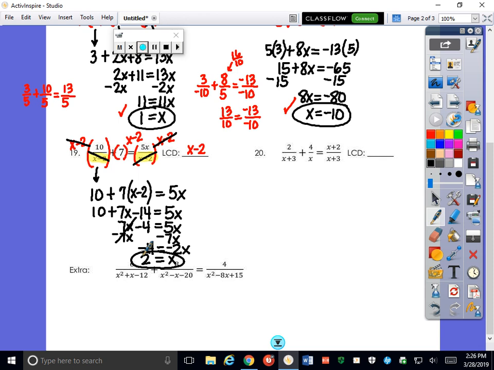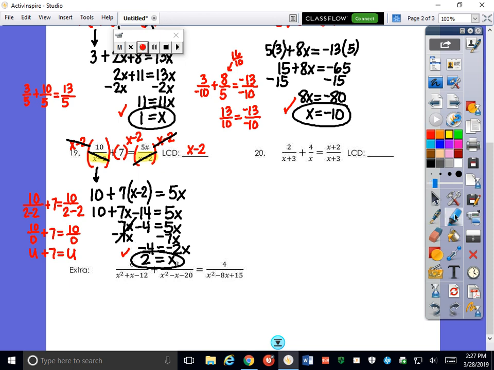Okay, so we should go back and check. Do this in your calculator. So 10 over 2 minus 2 plus 7 equals 10 over 2 minus 2. So this becomes 10 over 0 plus 7 equals 10 over 0. Well, here's the funny thing about undefined. So when you have a 0 in the denominator, that's an undefined number. If I add something to undefined, I'm still going to get undefined. So this actually does work.